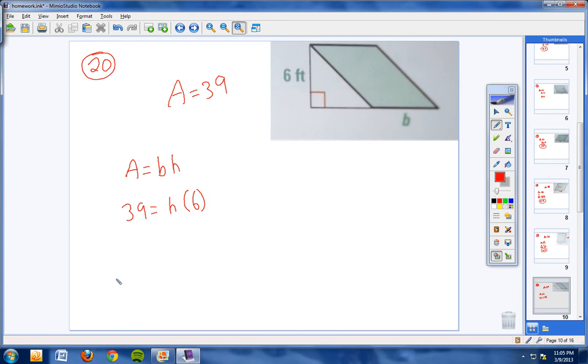We're going to divide both sides by 6. Well, if I divide by 6, I should get 6.5, I believe. I did that in my head. Let's see, 36. Yes, you should get 6.5. Either way, that is the correct answer. So 39 divided by 6 is 6.5.